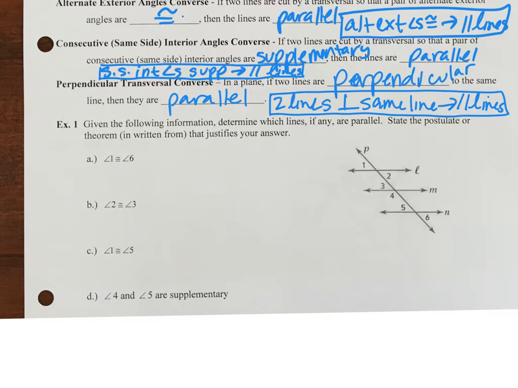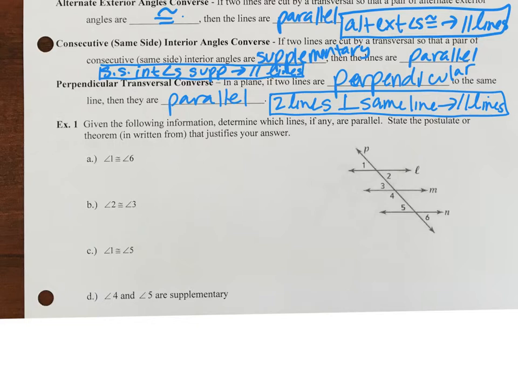All right, so let's go ahead and take a look at some examples where we're going to apply these theorems and the one postulate. The directions say, given the following information, determine which lines, if any, are parallel. And that's important. It says, if any, are parallel. So sometimes you might not have parallel lines, so be aware of that. State the postulate or theorem in written form, so that means you're going to write one of these shorthand versions that justifies your answer.